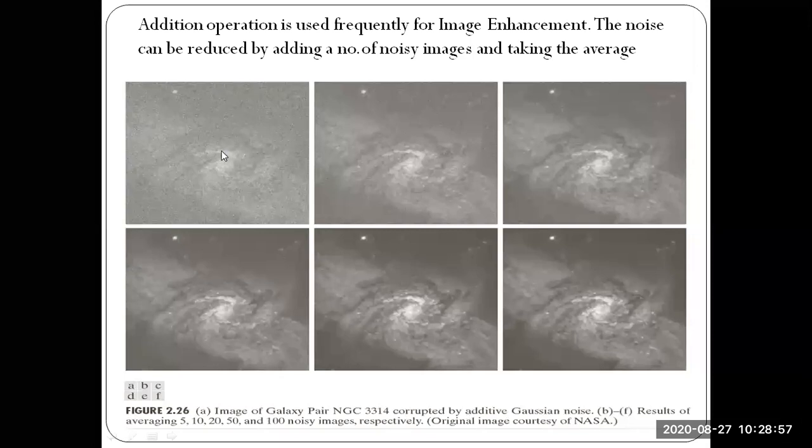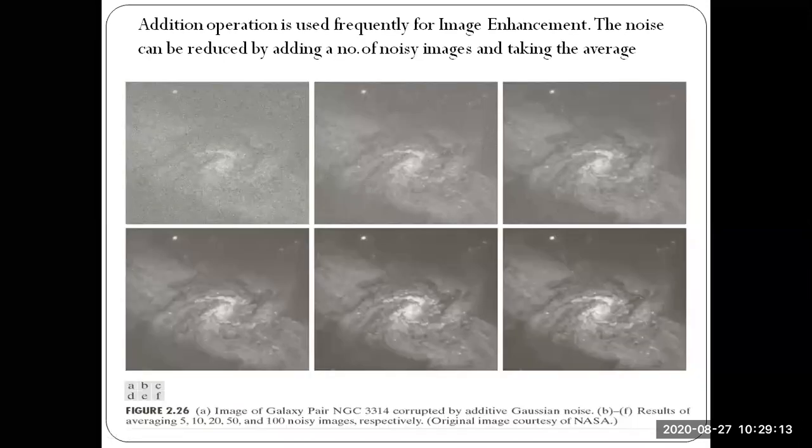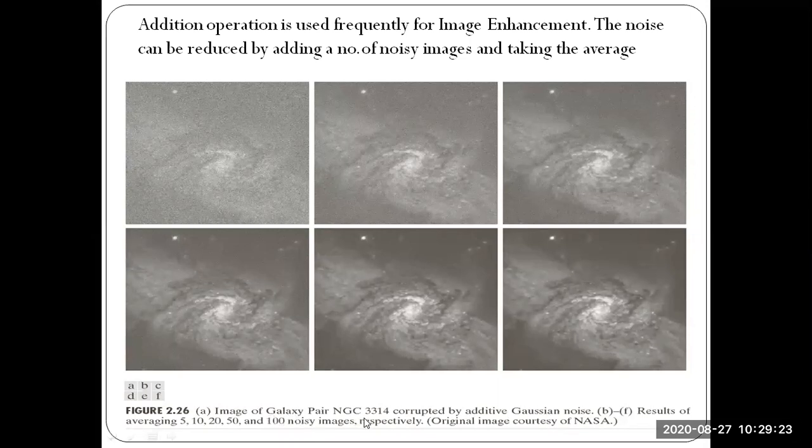Suppose I am considering here there is a galaxy. What is a galaxy? A galaxy is a combination of different planets and stars, whatever it is. There are 6 images. The first image A is my image captured by normal satellite cameras, that is the image of a galaxy pair. The name is image of galaxy pair NGC 3314. So this is corrupted by some additive Gaussian noise. So this is a noisy image.